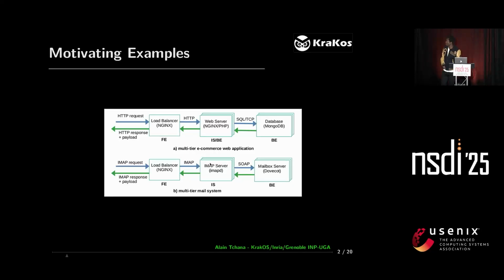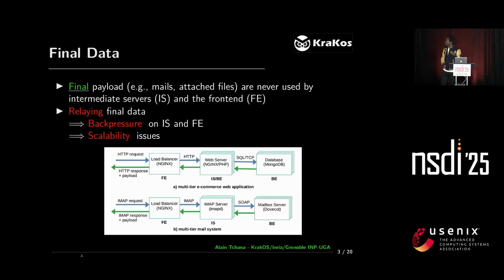We have another example for a Zimbra application, with the same kind of architecture. What is important here is to observe that we have different tiers, and the protocols between two tiers are not always the same. They are different protocols. When we analyze these applications, we can observe that some return values, which we call final payload, are not used by intermediate servers.